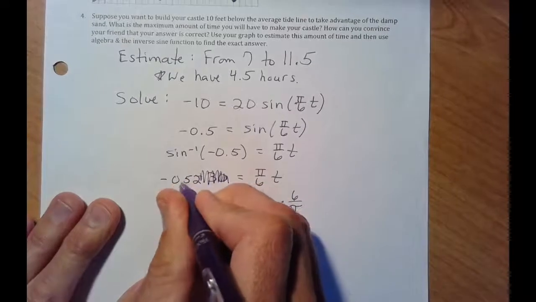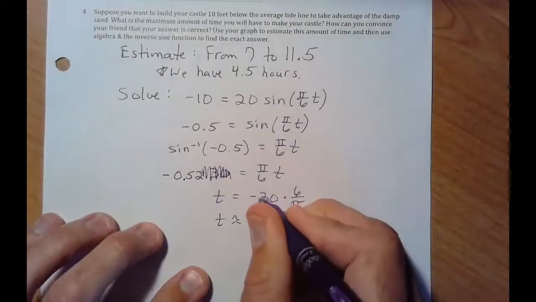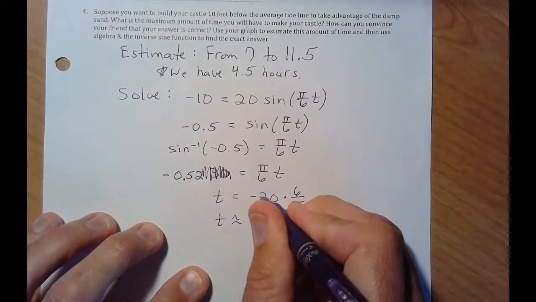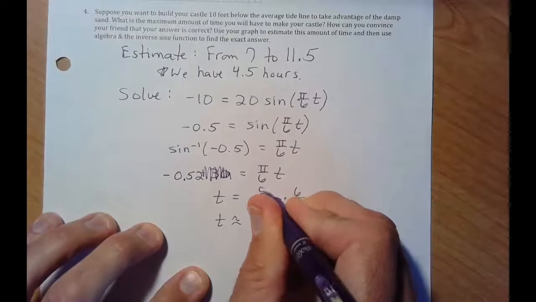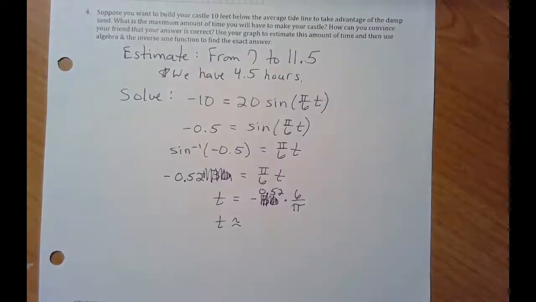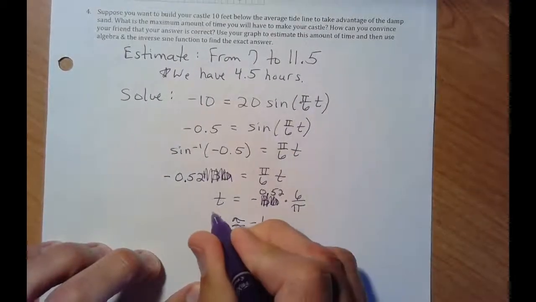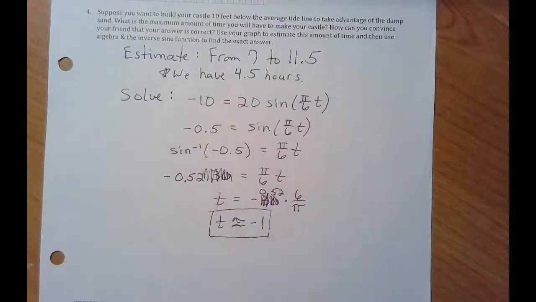So I get negative 0.52. So this is really not going to be that value; this is going to be negative 0.52. So I'll take that, multiply by 6, and then divide that by pi. And I'm getting negative 1. So I'm getting negative 1, not really approximately, it's pretty exact. So that's my time. The calculator gave me negative 1.